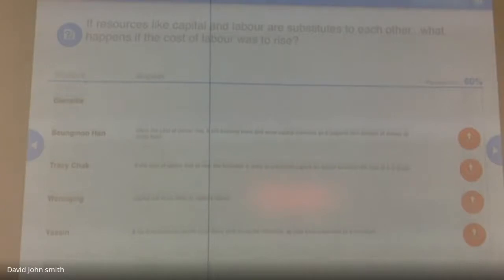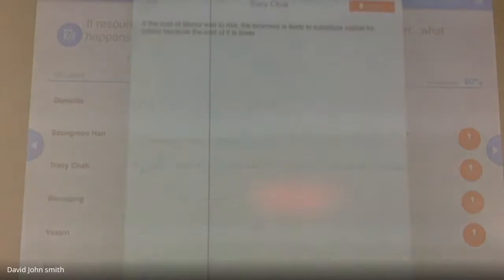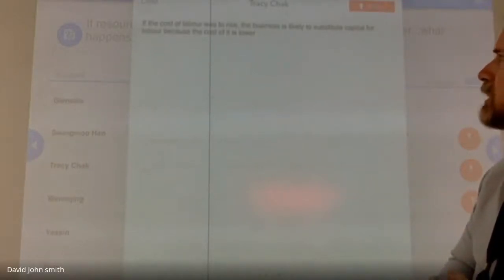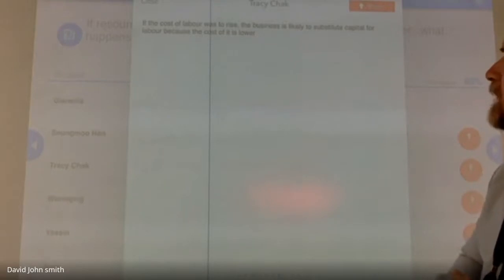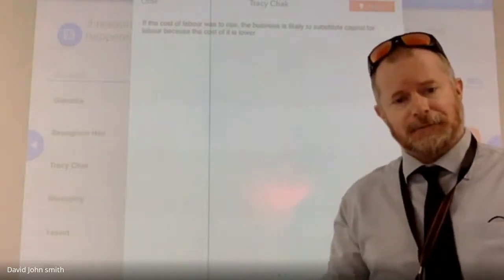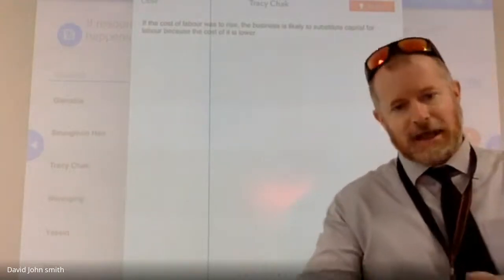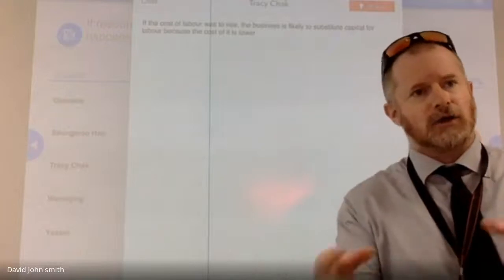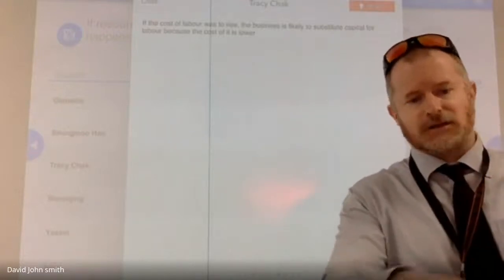Now, if I look through, I really like the way that Tracy has expressed it. Okay, Tracy has said if the cost of labour was to rise, the business is likely to substitute capital for labour because the cost of it is lower. Good. That's a good way to explain it. And in the exam, remember that it's about applying your knowledge, but linking it to what the examiner is asking you to do.